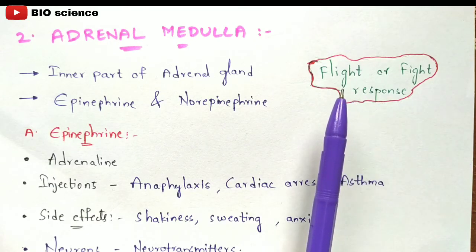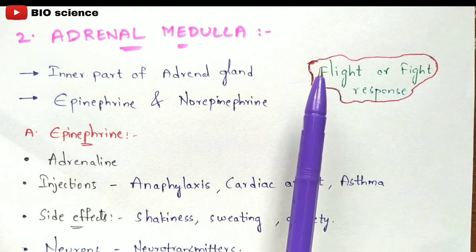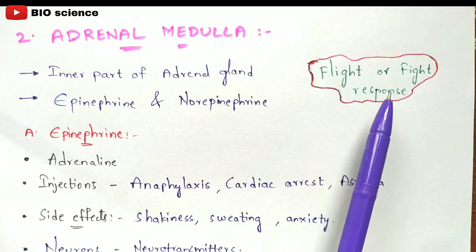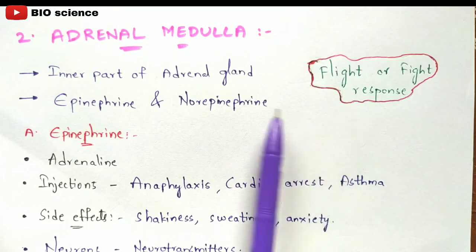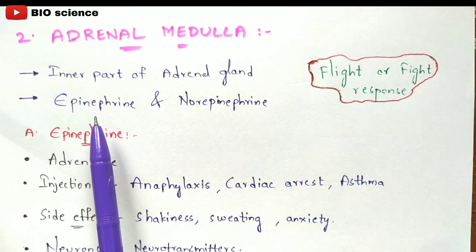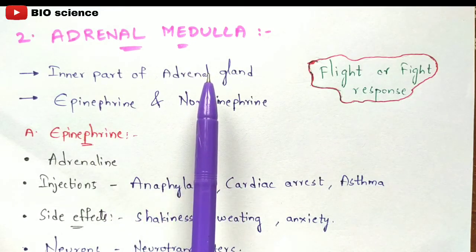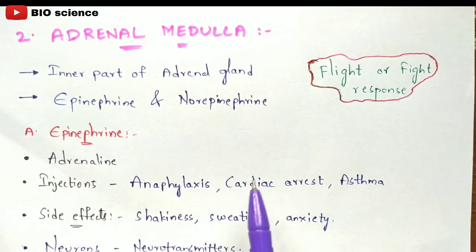Some response will be taken from your body, right? So flight is nothing but either you have to escape from that snake, or fight is nothing but you have to defend against that snake. Either you have to kill it or throw it away. So that is nothing but the flight or fight response, and that response, that feeling or emotion, will be taken by these hormones called epinephrine and norepinephrine, which are secreted from the adrenal medulla region of the adrenal gland, right? So let us discuss epinephrine firstly.